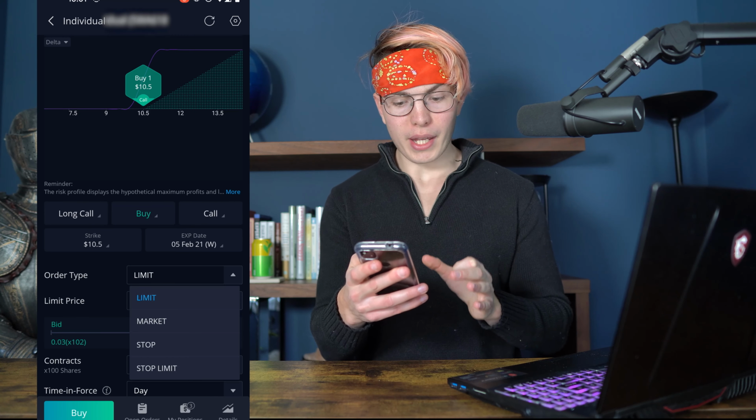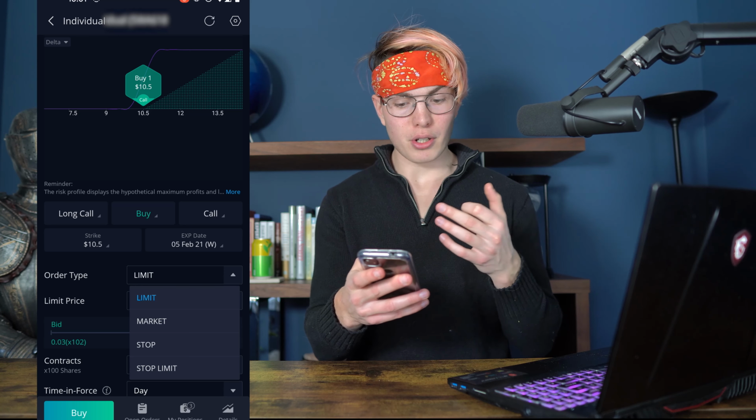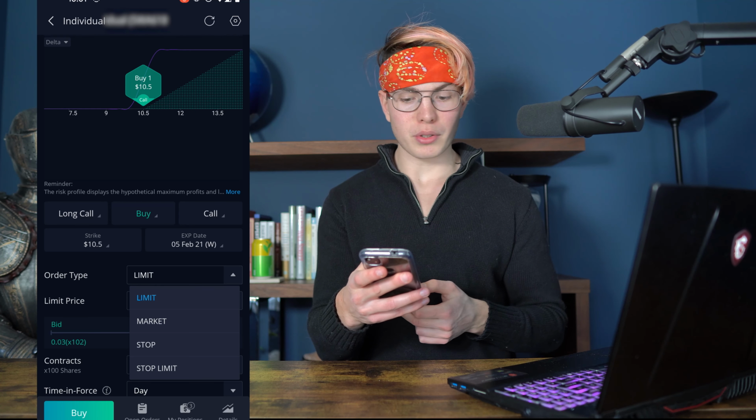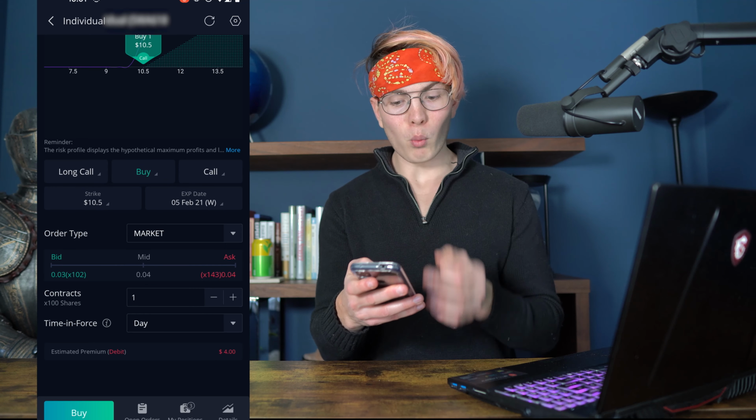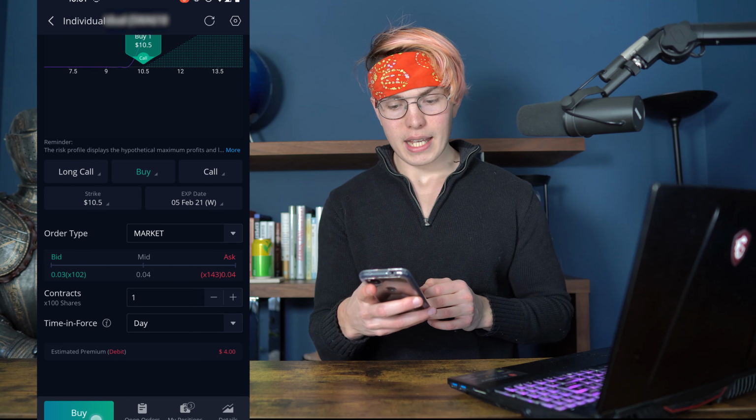So for order type, again, we can select any of the same order types that you have for stocks. It's your limit, your market, your stop limit. I'm just going to do a market order for this particular example. Doesn't really matter that much. It's just for example's sake. We're going to buy one contract. We're going to buy day in force.